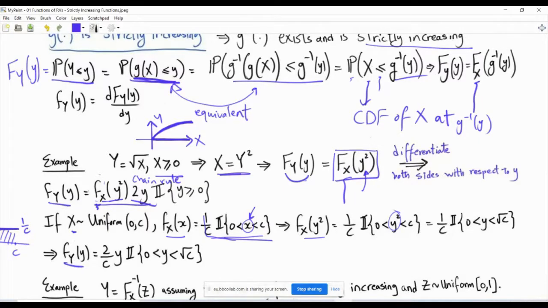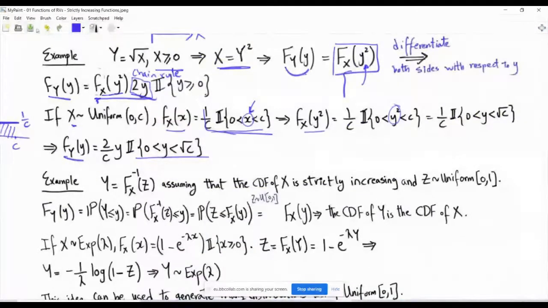Now the full PDF of Y will be again f of x with the small x replaced by y squared, which is the inverse function, and then don't forget the term that you get from the chain rule, and then you have this indicator y from 0 to square root c, which makes sense, right? So if y is equal to square root x, if x almost surely is between 0 and c, then y almost surely will be between 0 and the square root of c, okay?